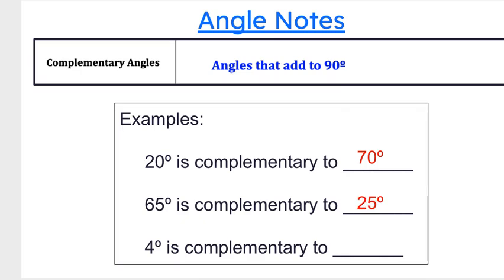If you take 65 and subtract that from 90 degrees, you'll get 25 degrees. And also 4 degrees subtracted from 90 gives you 86. But no matter what pair of angles you're talking about, they both better add up to equal 90 degrees. Add that to your note sheet if you haven't done so already.